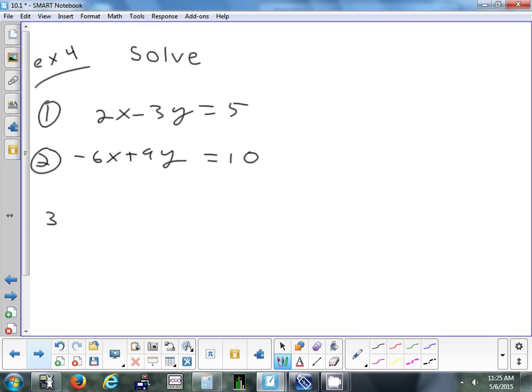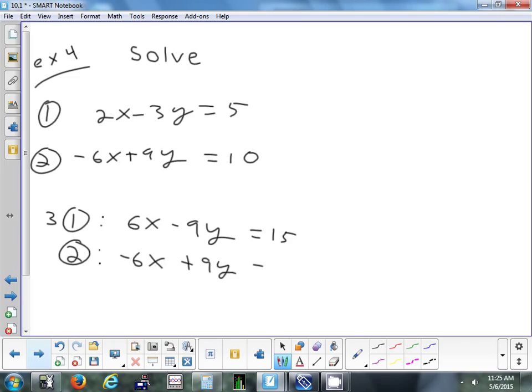So let's find 3 times the first equation. It's going to give me 6x minus 9y equals 15. Keep the bottom the same. If you want to put something down, we're just going to write equation 2. Not going to do anything to it. So negative 6x plus 9y equals 10. Now add those equations up.